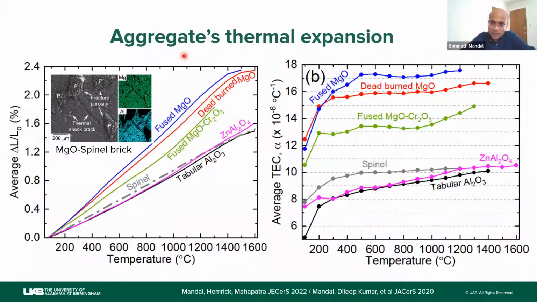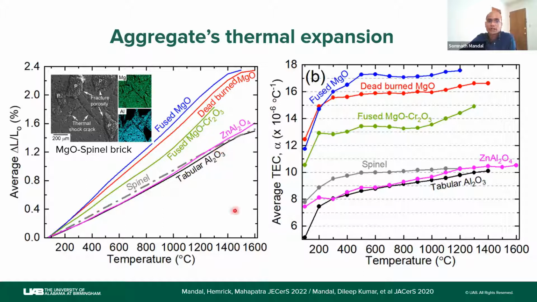When you compare all of that, the thermal expansion coefficient, as I was saying earlier, if you have a higher expanding aggregate in a lower expanding matrix, then you can have fracture porosity, which is a good thing for better thermal shock resistance. So when you have quantified all of these aggregates, you can play around with this and design your formulation better. In this picture, fused magnesia has the highest expansion coefficient, followed by dead burned magnesia, then fused magnesia-chrome grains, and then zinc aluminate, which is almost the same as tabular alumina and spinel phase.